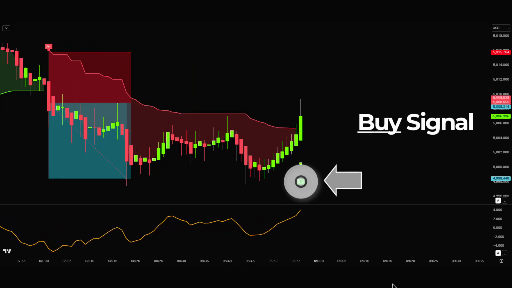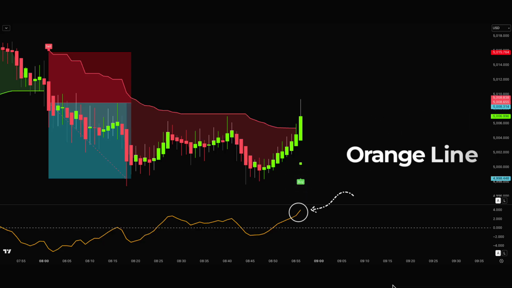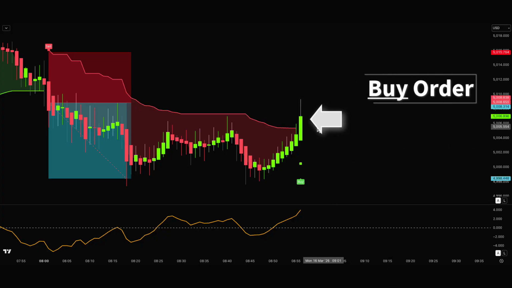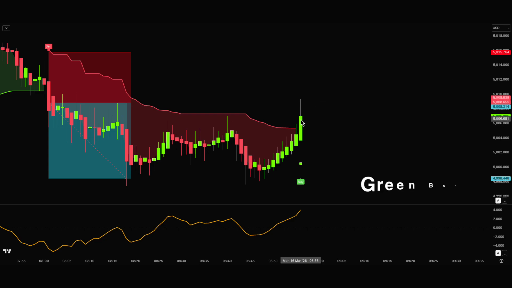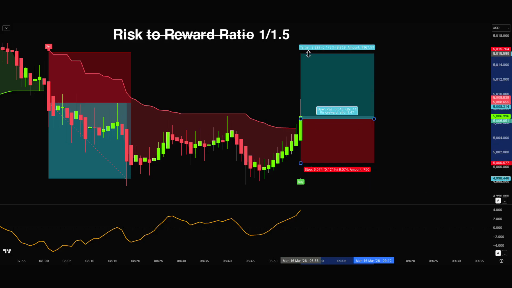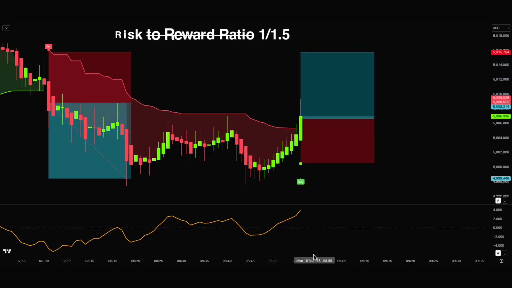Here the Trading Goal arrow of this indicator is a buy signal. Here the orange line of MACD Leader is above the 0 line. Here the market has made a bullish candle to give confirmation. So all our conditions are being fulfilled, so we are placing an order to buy. Our stop loss is to be placed at the green box, and the risk to reward ratio will be 1:1.5.